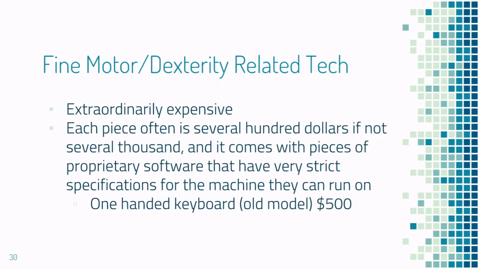It's just not good. When we're talking about fine motor and dexterity related tech, it's extraordinarily expensive. Each piece ranges from several hundreds to several thousand, and there are a whole bunch of other logistical issues that make it much, much harder to actually run efficiently. The one-handed keyboard that we saw earlier was about $500, and that's bad.